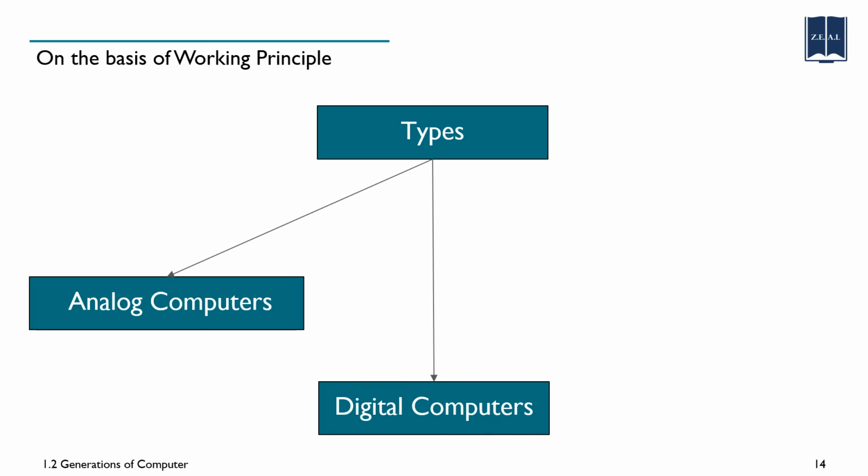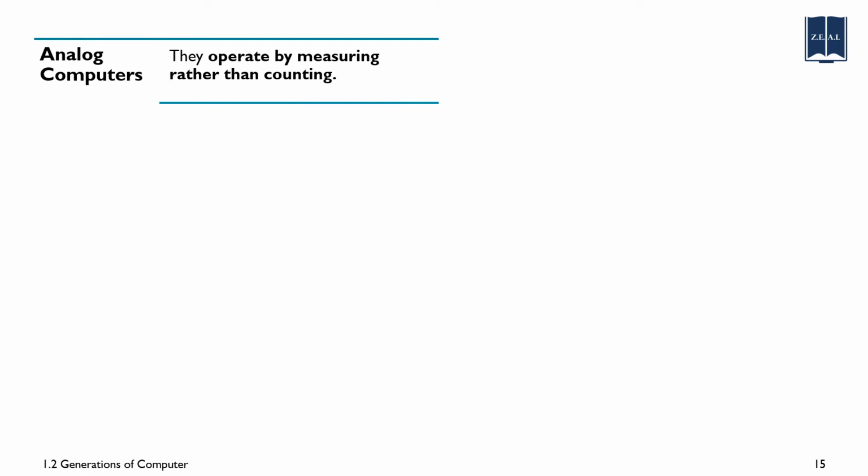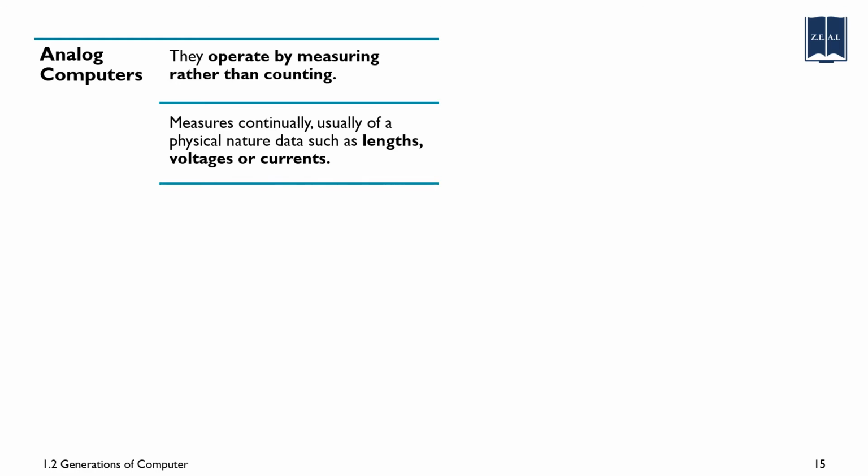On the basis of working principle, computers can be divided into three types: analog computers, digital computers, and hybrid computers. Analog computers. Analog computers operate by measuring rather than counting. They measure continually, usually physical data such as lengths, voltages, or currents. They do not produce numbers but produce their result in the form of graphs.